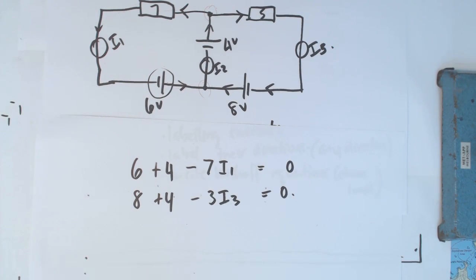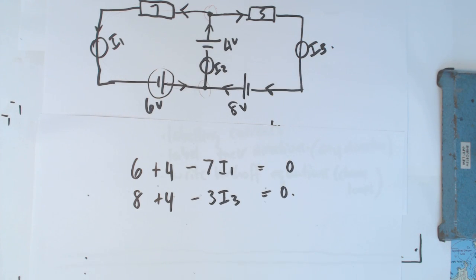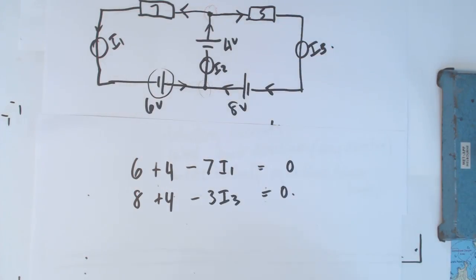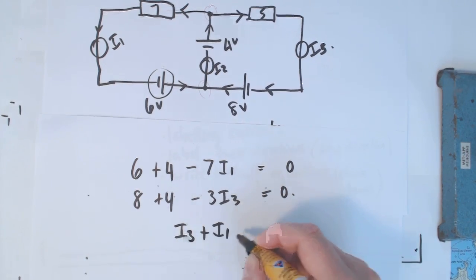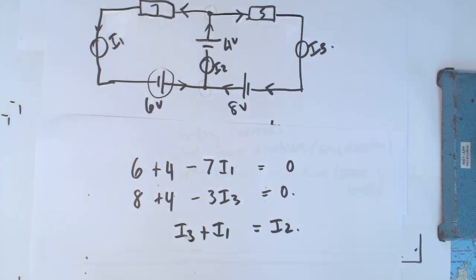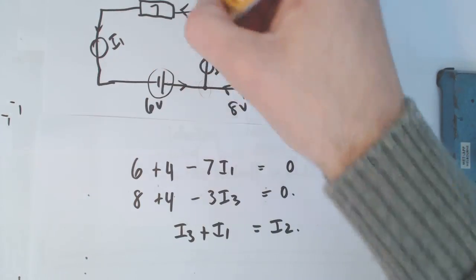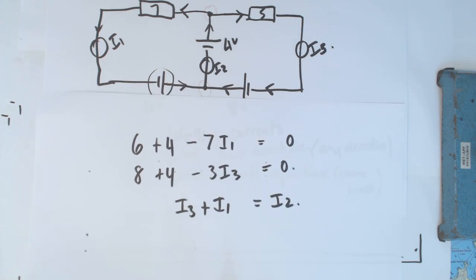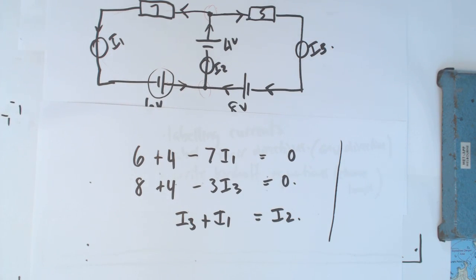It's probably going to be enough if I now use a current equation. So if I now look at a current junction, let's look at this junction. What we're basically saying here is that I3 and I1 equals I2. Right? Because we've got 3 and 1 coming in, and 2 goes out. So what you do is you do your equations and solve them.